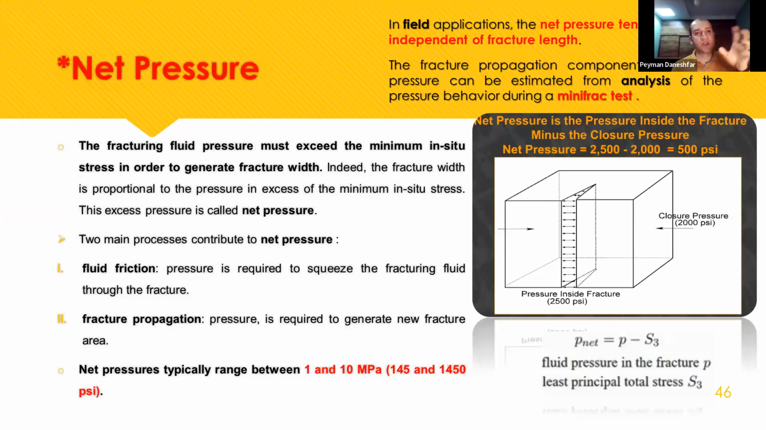Two main processes contribute to net pressure: fluid friction and fracture propagation. Fluid friction pressure is required to squeeze the fracture fluid through the fracture, and the other pressure is required to generate new fracture area. Typically, net pressure ranges from 1 to 10 megapascal.